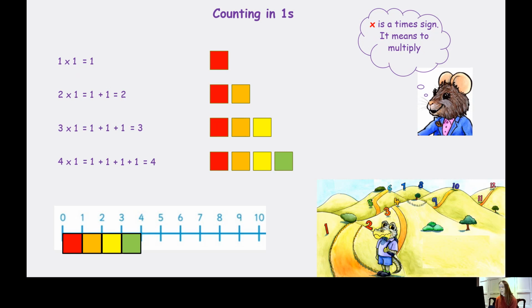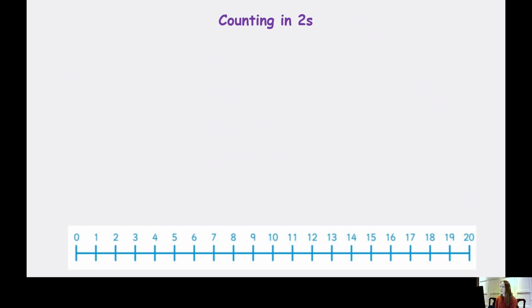But today, we're going to be focusing on our 2x table, counting in twos. So, let's have a look at this. The first number in the 2x table is formed by working out the answer to 1 times 2. And that means 1 lot of 2. So that gets us to the answer of 2. If I put my first lot of 2 onto my number line, you can see that I reach 2.